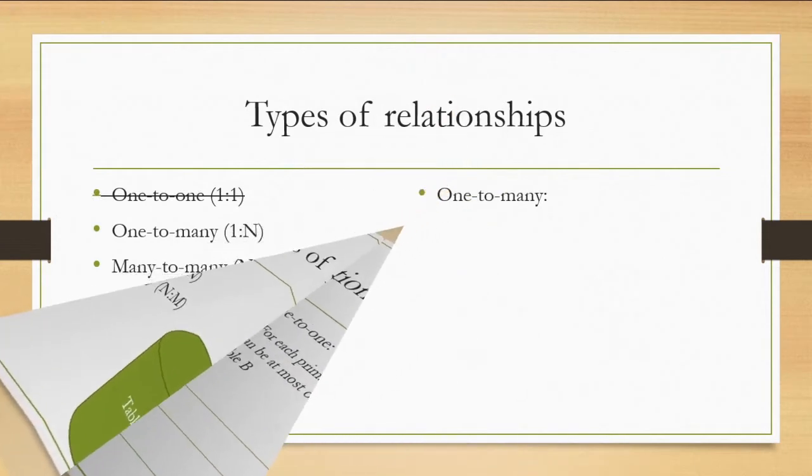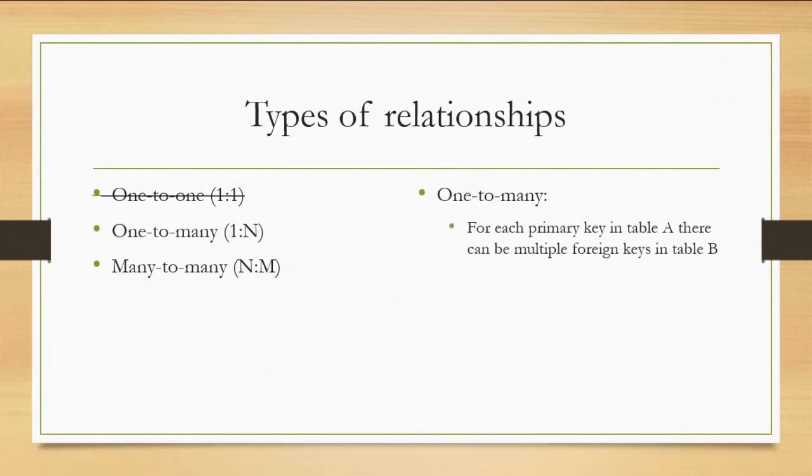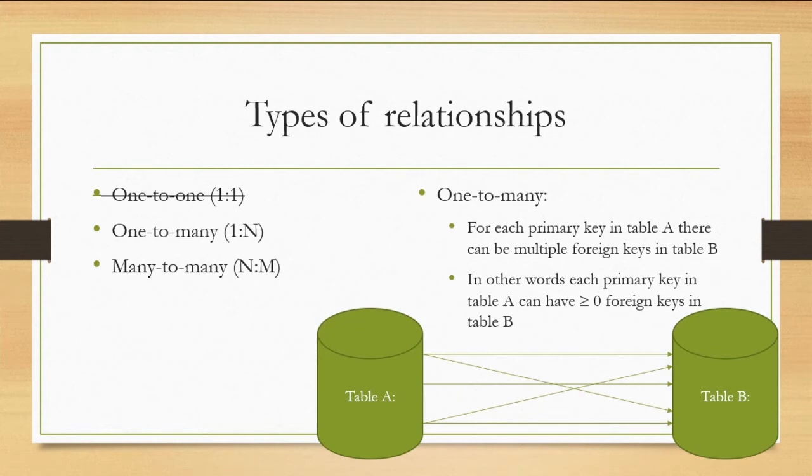Let's look at the one-to-many. For each primary key in table A, there can be multiple foreign keys in table B. In other words, each primary key in table A can have greater than 0 foreign keys in table B. In other words, it can have 0 or more foreign keys in table B. Let's look at a visual representation. If you look, one value in table A links to multiple values in table B. Or it links to one value, or it doesn't link. But each key that it links to in table B is in table A.